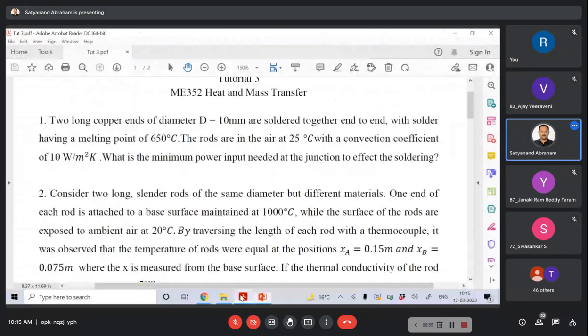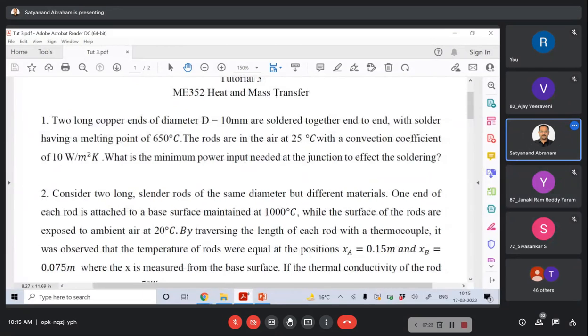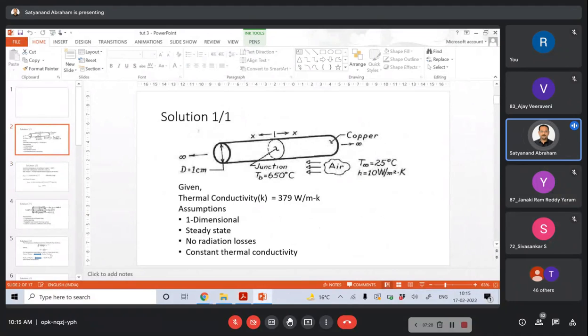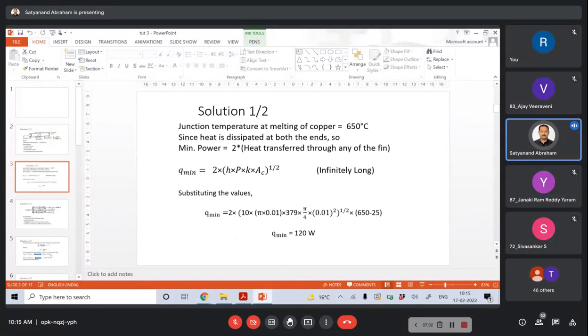We can check the question. The diameter we know, so from there we will get the perimeter as well as the cross sectional area. H we know. This is the convective heat transfer coefficient. The conductivity of the rod is not known, so we can assume some values, I think.